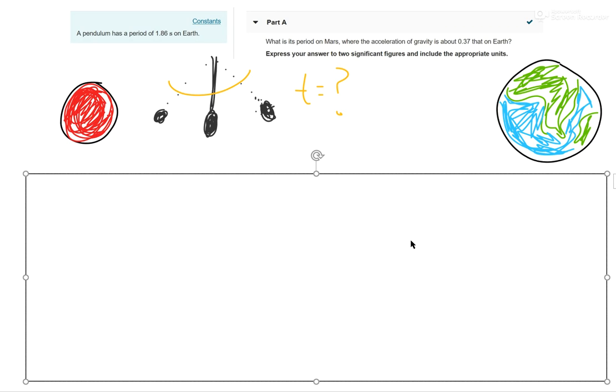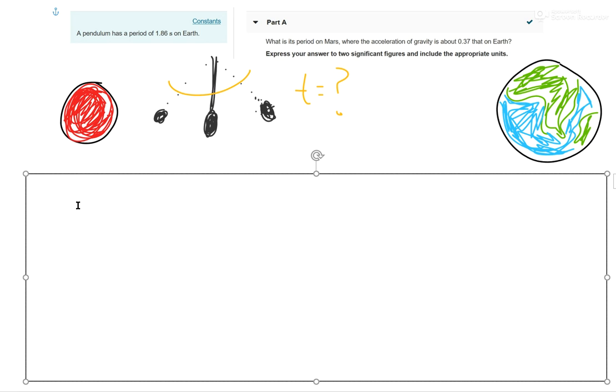Hello, I did problem 15 from module 10, Oscillations in Waves. So the question states, a pendulum has a period of 1.8 seconds on Earth. What is its period on Mars where the acceleration of gravity is about 0.37 that on Earth? So I drew Mars and a beautiful Earth and a pendulum, and we're looking for the period T.